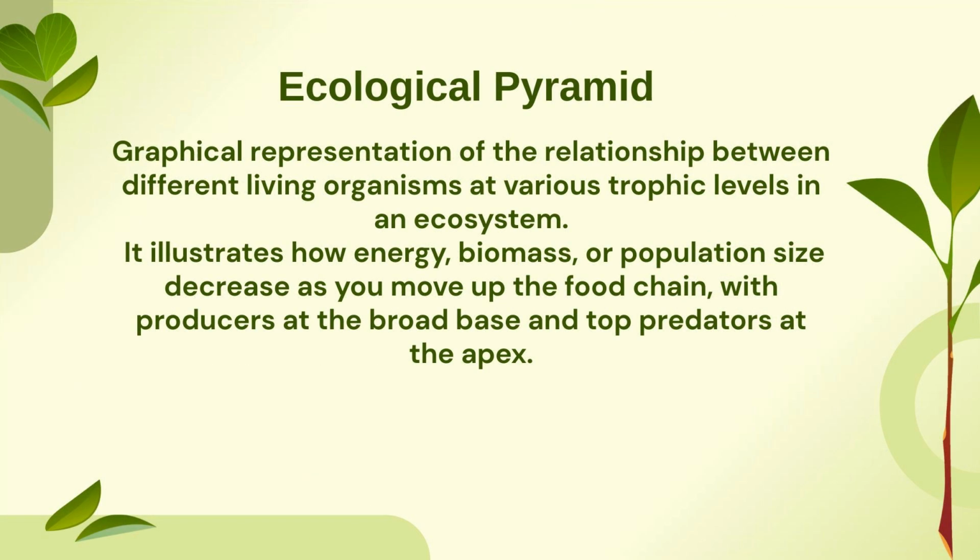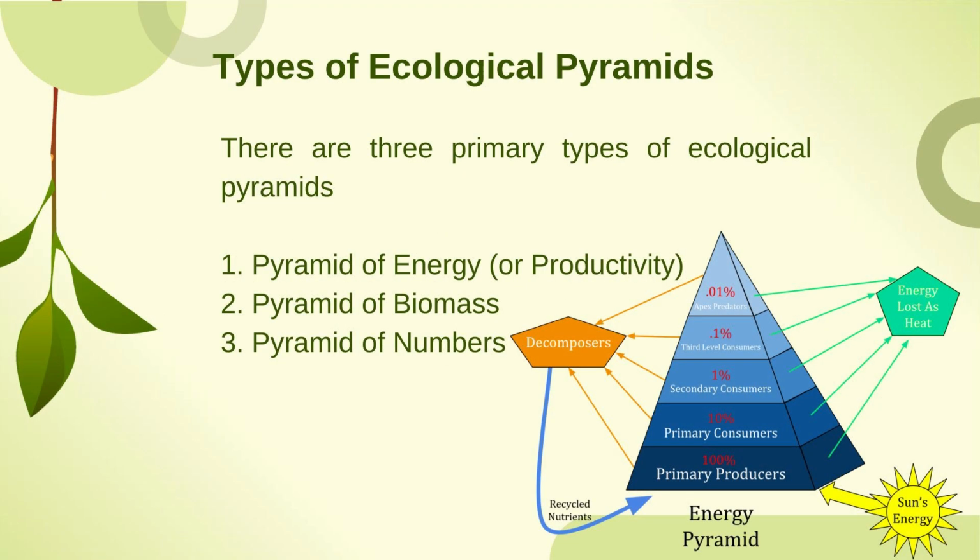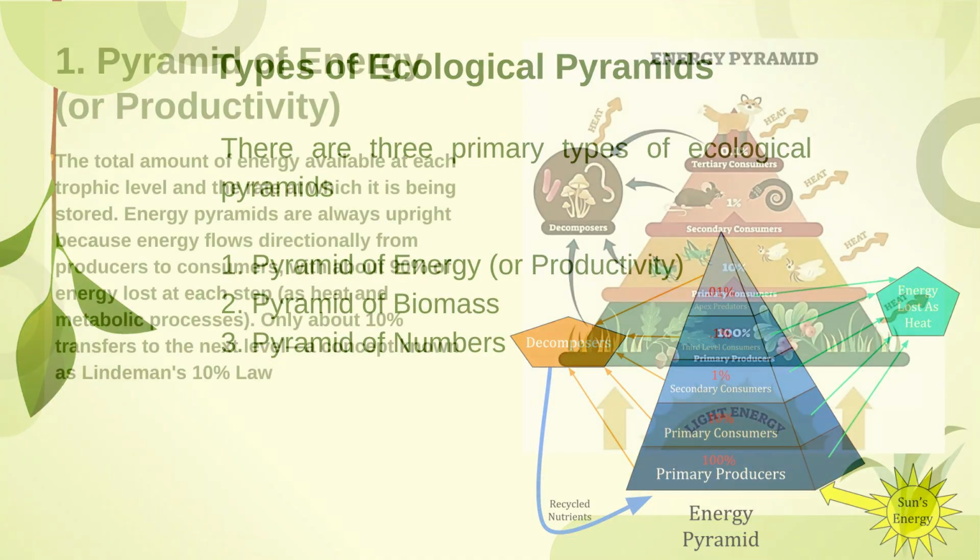Next comes ecological pyramid. They are the graphical representation of the relationship between different living organisms and various trophic levels in an ecosystem. These illustrate how the energy, biomass or the population size decrease as we move up the food chain, with the producers at the base and predators or apex at the top. We have different types of ecological pyramids. Mainly there are three types. First one is pyramid of energy or productivity. Next comes the biomass. Next are the numbers. Now let's see all these three in detail.